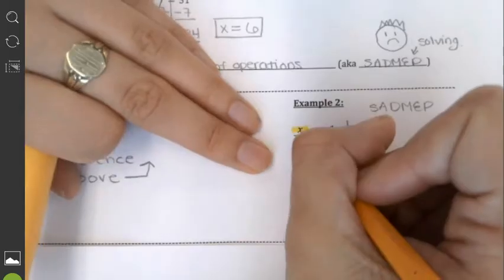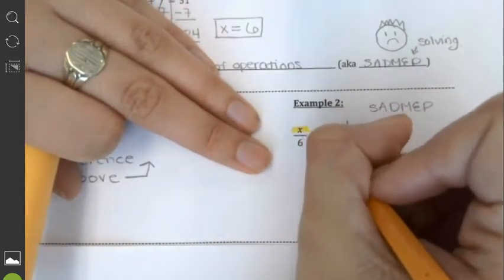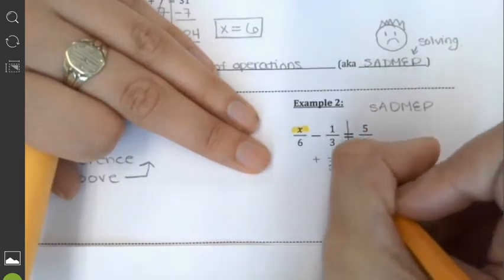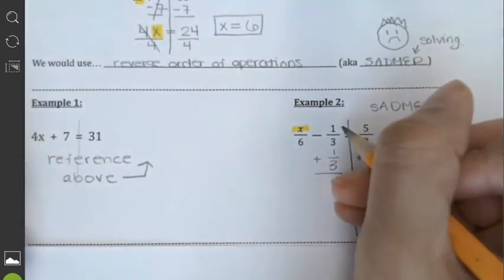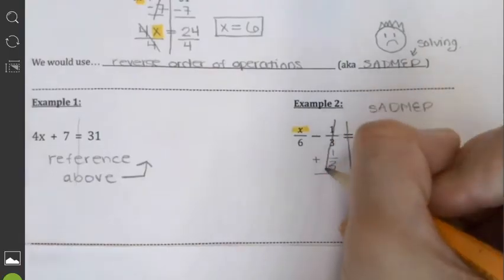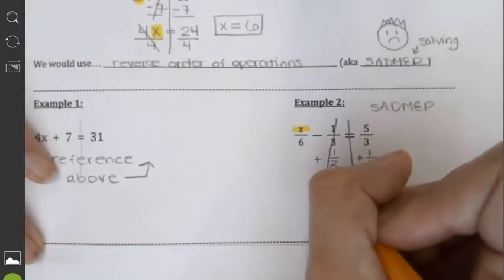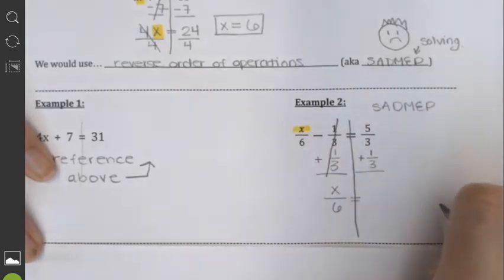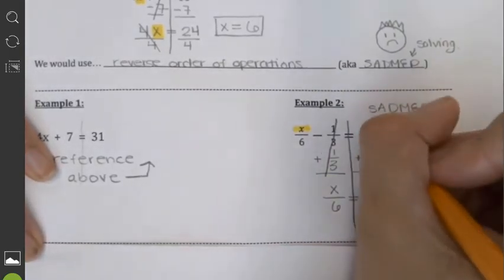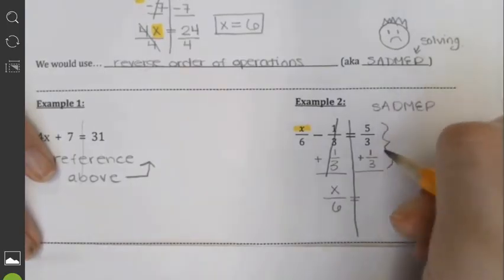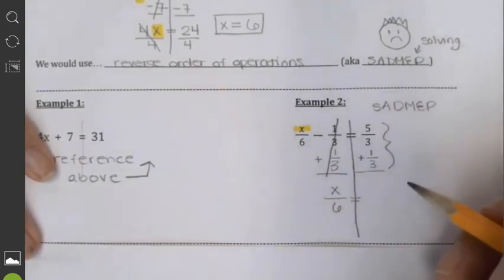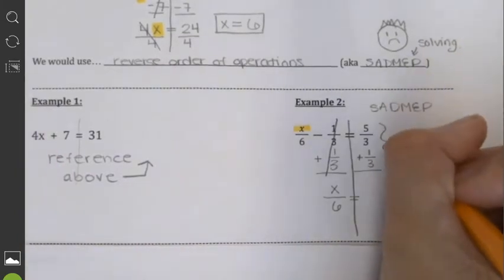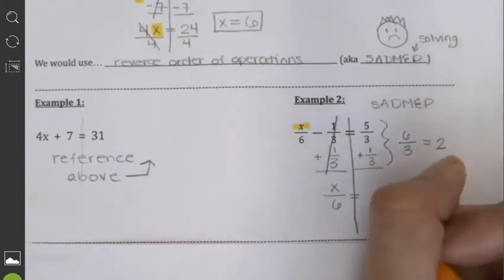So I'm going to get rid of the minus 1/3 by adding 1/3. And I do that to both sides. Negative or minus 1/3 plus 1/3 cancels. And I'm not just left with x, I'm left with x divided by 6. Now we have to solve this. 5/3 plus 1/3, we're very lucky that our denominators are the same. That becomes 6/3, which is 2.